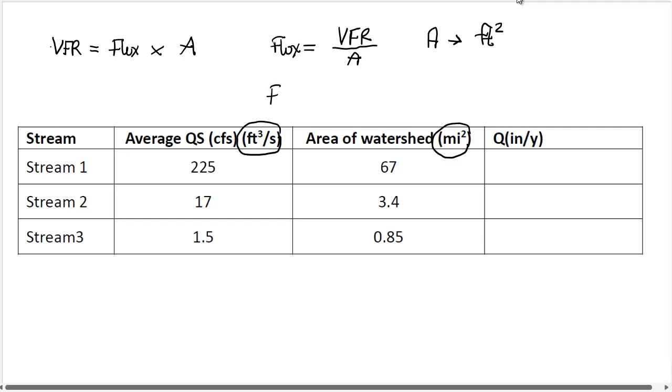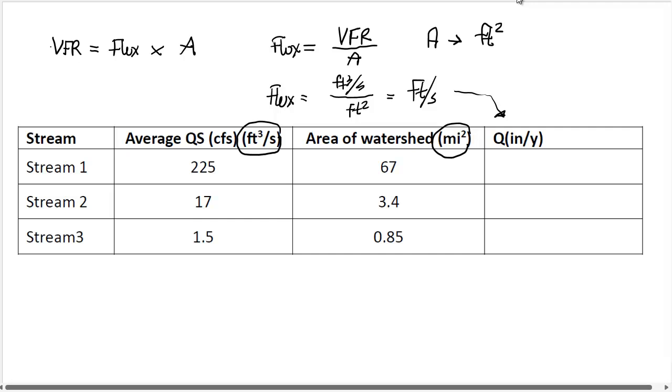All right, so let's go here. The flux will be calculated as the volumetric flux rate of cubic feet per second divided by an area of feet squared, and that will leave me with a unit of feet per second for the flux. Then I'm merely going to have to convert the units of feet per second to inches per year, which is what I ultimately want. So first, calculate the area of the watershed in miles squared to feet squared.